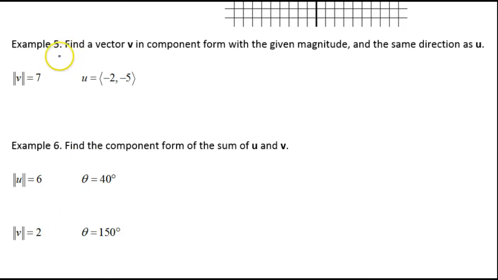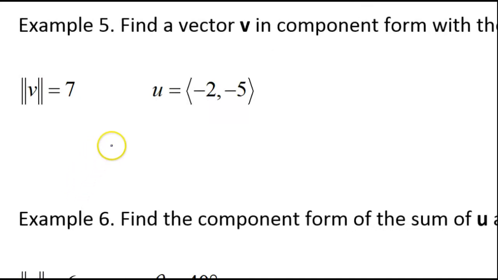Now example 5 is the same sort of problem. We want to find vector v in component form with the given magnitude, 7, and the same direction as vector u. So we want a vector that has the same direction as u, but with a magnitude 7. So it's almost like the problem that we just did. In fact, I encourage you to pause the video and try to do the problem by yourself first. Now, remember, this problem has 2 steps to it.